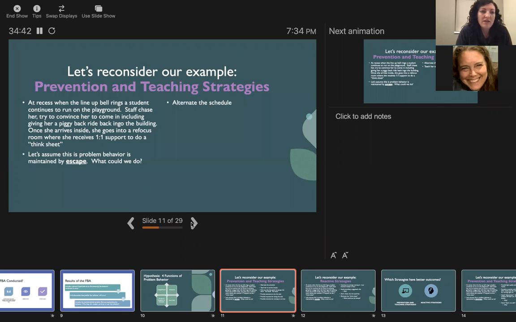So if something's maintained by escape, we can try to alternate the schedule. For this student's example, she did happen to be in a behavior program. So maybe the math work, or whatever she's choosing to do, happens right before recess. And as soon as we're done, we get to go to recess. Just changing the order of activities is an evidence-based intervention. It's called behavior momentum. You start with something that's high probability of likely engagement, and then you follow that with things that are of lower probability of engagement.